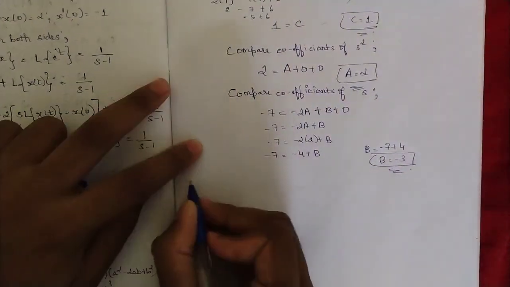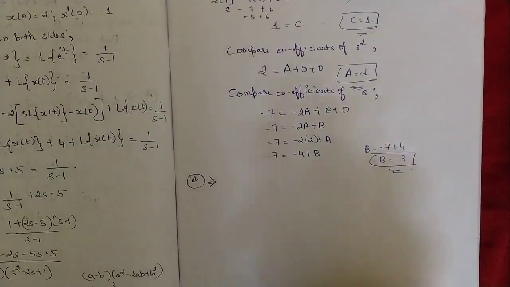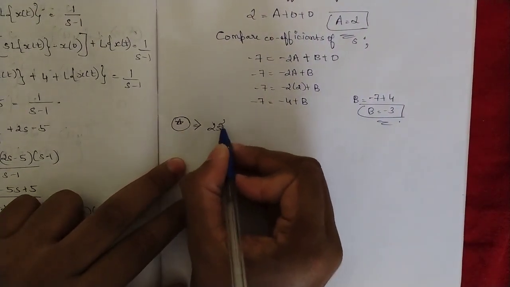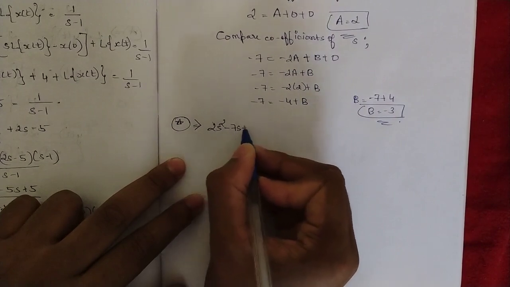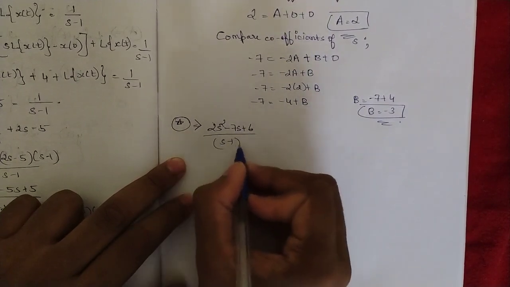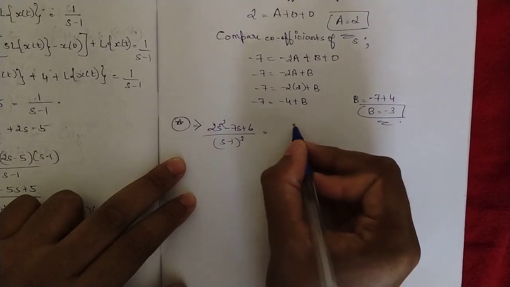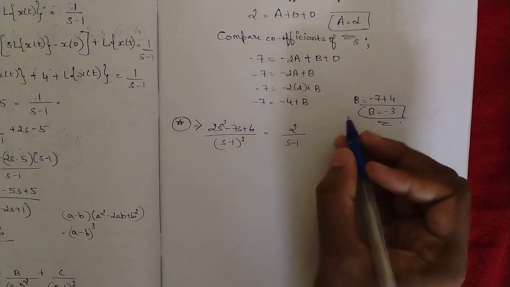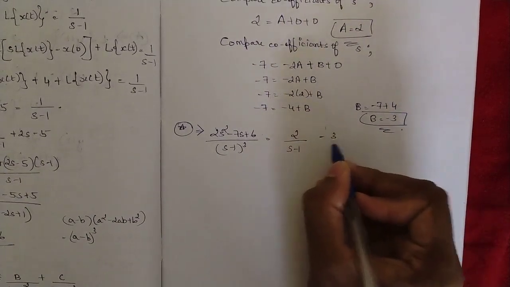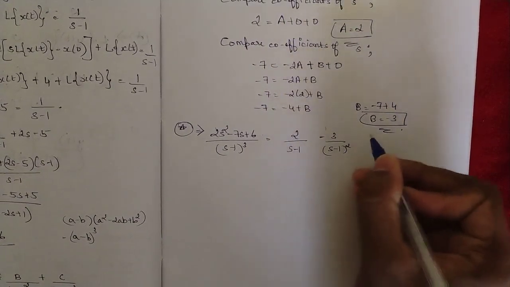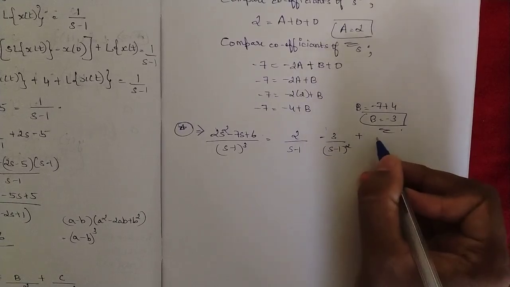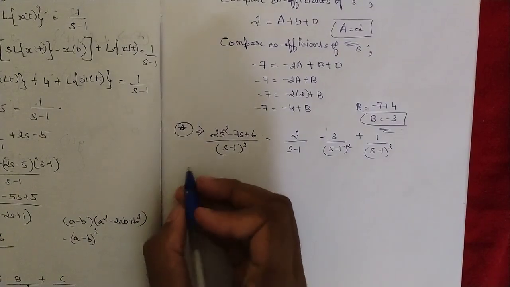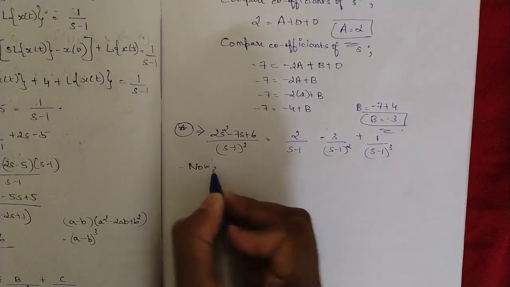Now put it in the equation star, that is, 2s square minus 7s plus 6 divided by s minus 1 the whole cube is equal to 2 divided by s minus 1, since the value of a is 2. The value of b is minus 3 divided by s minus 1 the whole square. The value of c is plus 1 divided by s minus 1 the whole cube. Okay. Now take the Laplace transform.